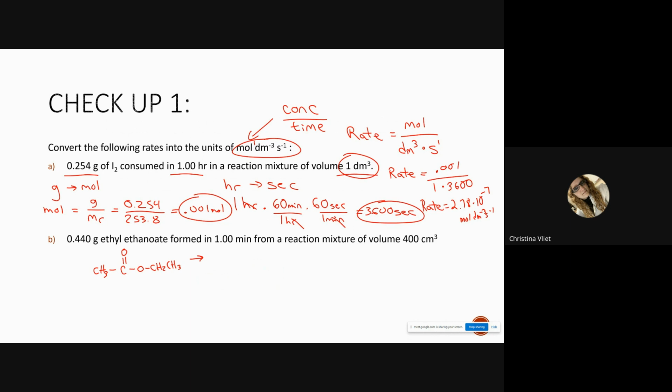What's the molecular formula of this? Oh, ethyl ethanoate. So that would be C4, H8, O2. I need this to get the molar mass, right?